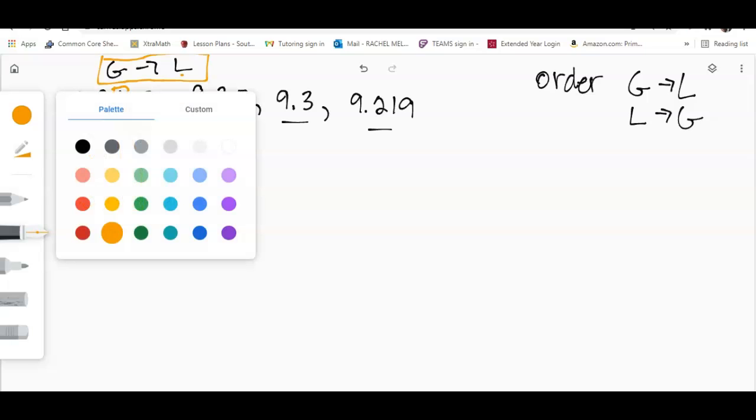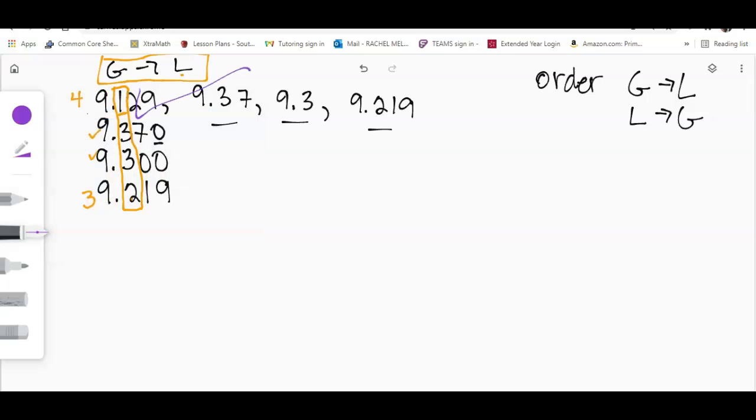So now I want to look at that thousandths place right here. But I don't have to worry about these 2 numbers because I've already put them in order. So really, I'm just looking at this 7 and this 0. So I know that 7 is greater than 0, and I'm looking for the greatest number first. So this 7 number is my first number, and the 0 number is my second number.